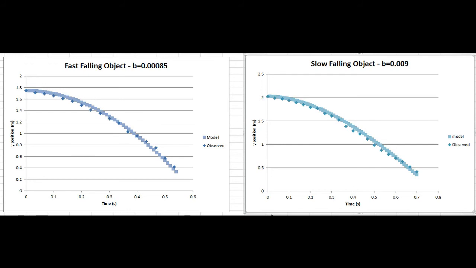The drag force was much larger in the ribbon with a multiplier constant of 0.009 compared to the multiplier constant of the fast-moving object, 0.00085.